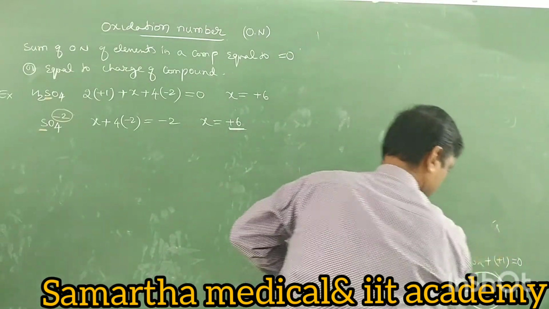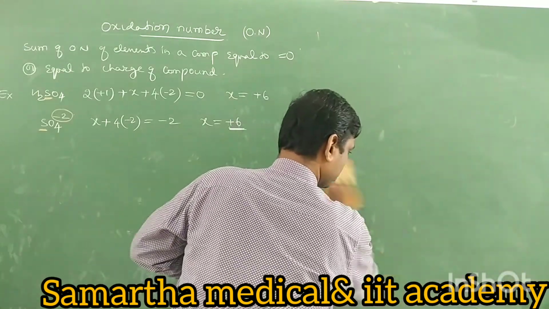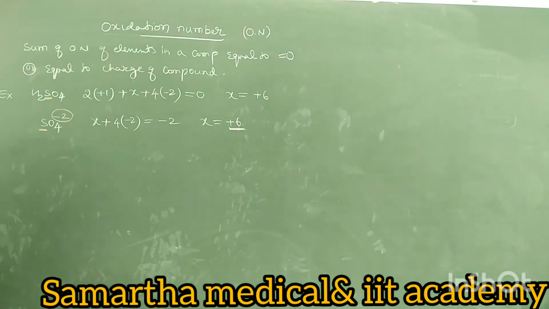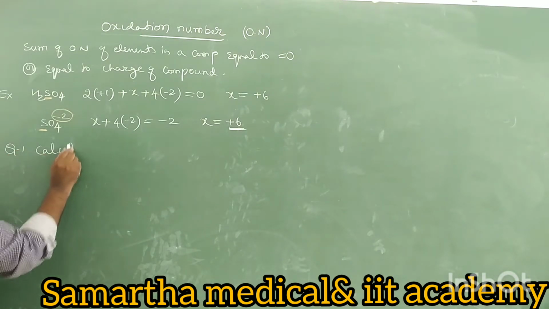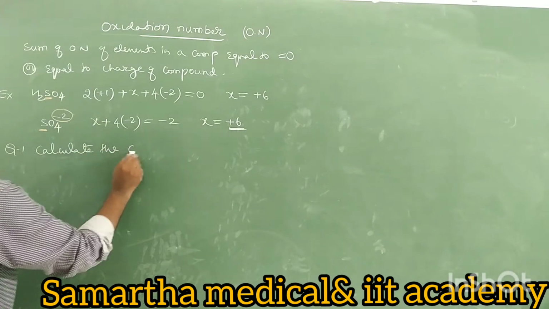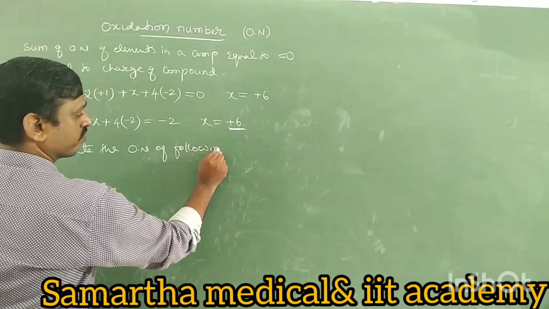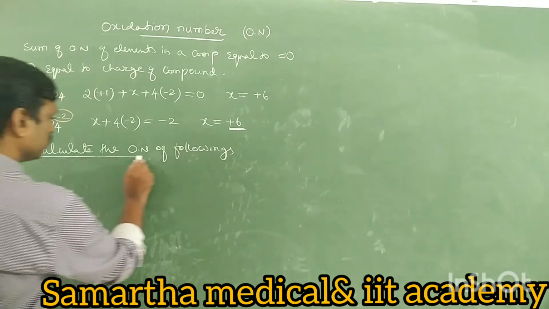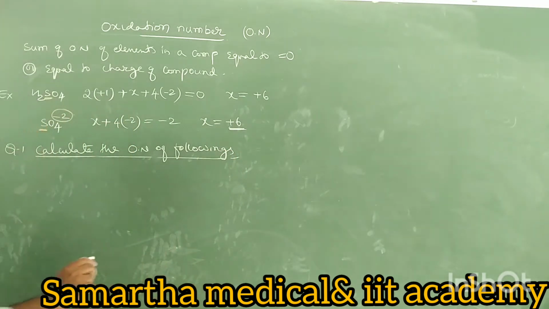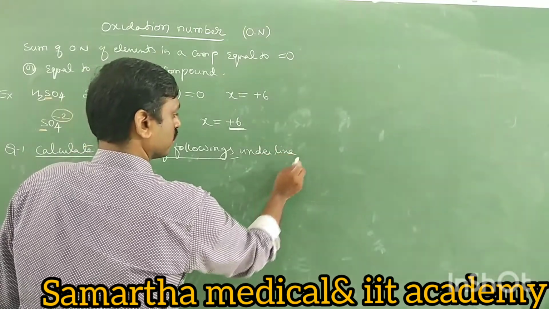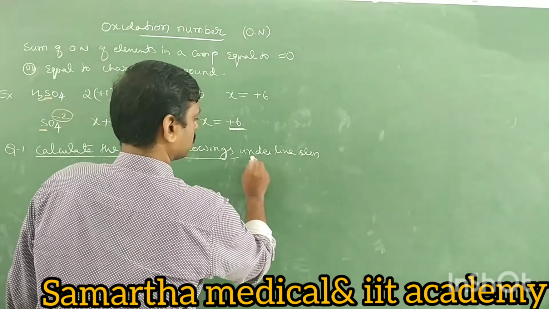Now let's see some different examples, not routine examples, that we can calculate. We have studied in plus 1 level also, but let's see a different example. Take one question. Calculate the oxidation number of the following underlined atoms or elements.